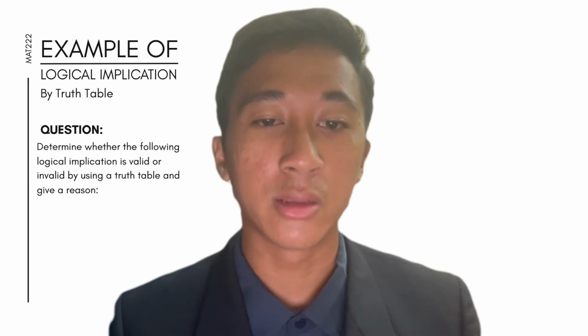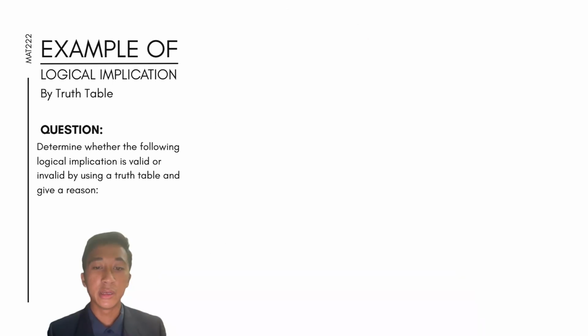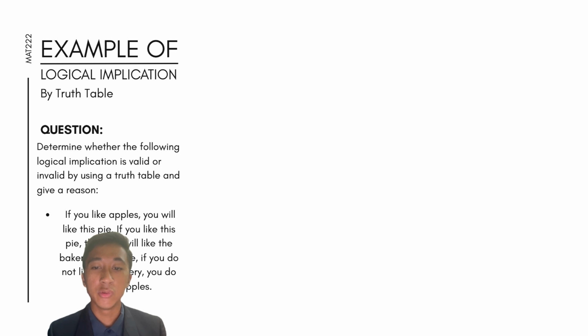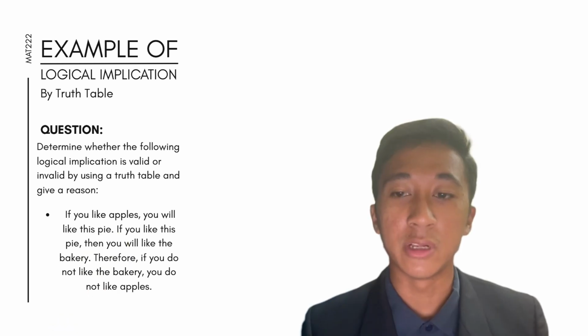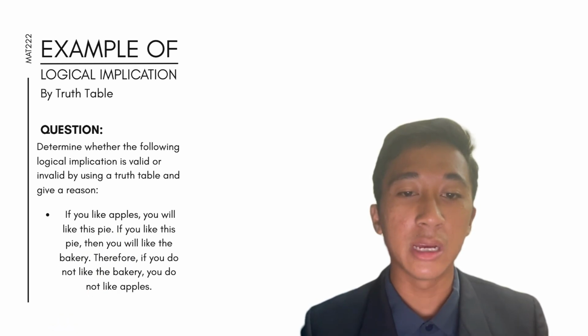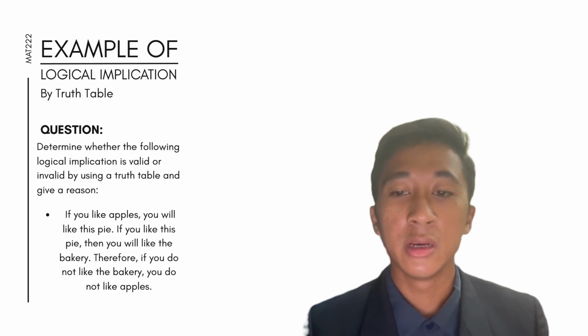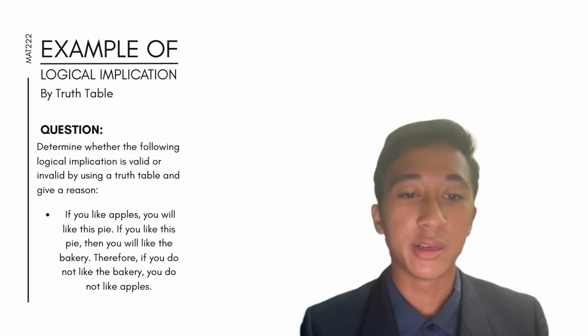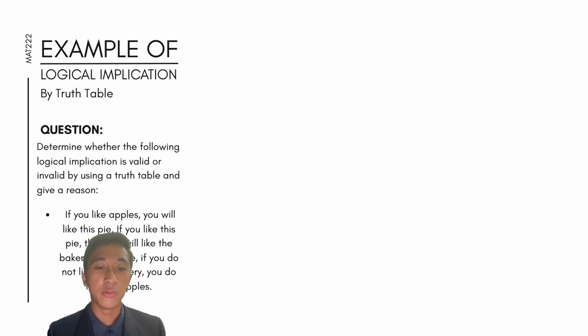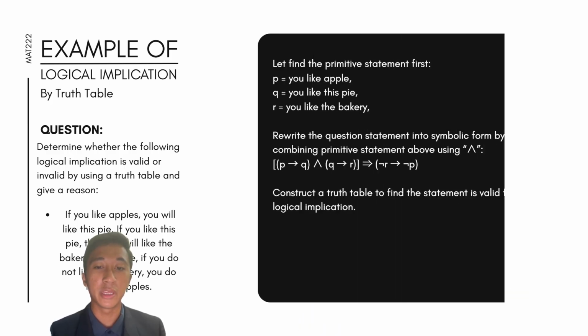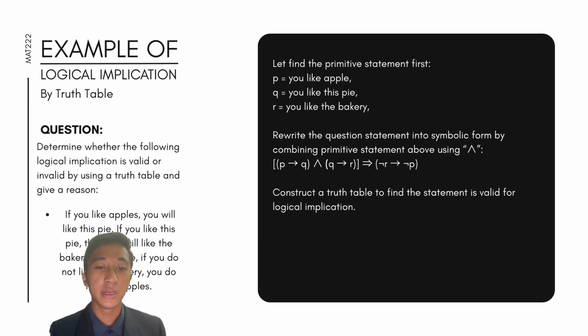Now, let's apply this to a real-world argument. The problem states: if you like apple, you will like the pie. If you like this pie, then you will like the bakery. Therefore, if you do not like the bakery, you do not like apples. To solve this, we first define our primitive statements. P is you like apple. Q is you like this pie. R is you like the bakery.